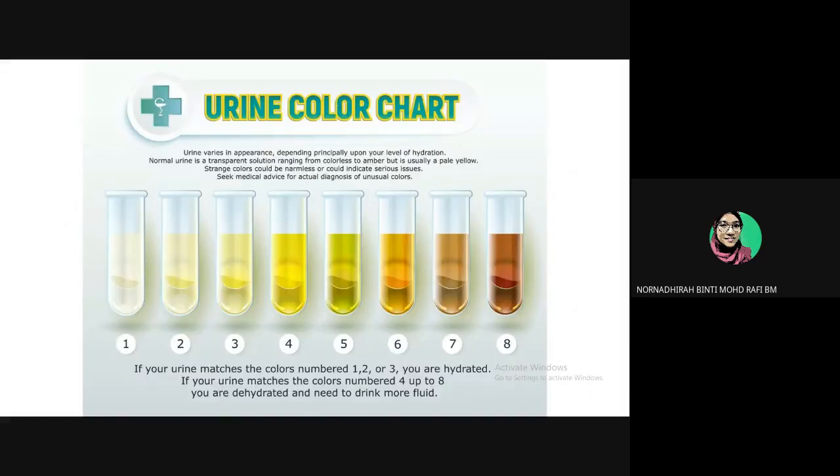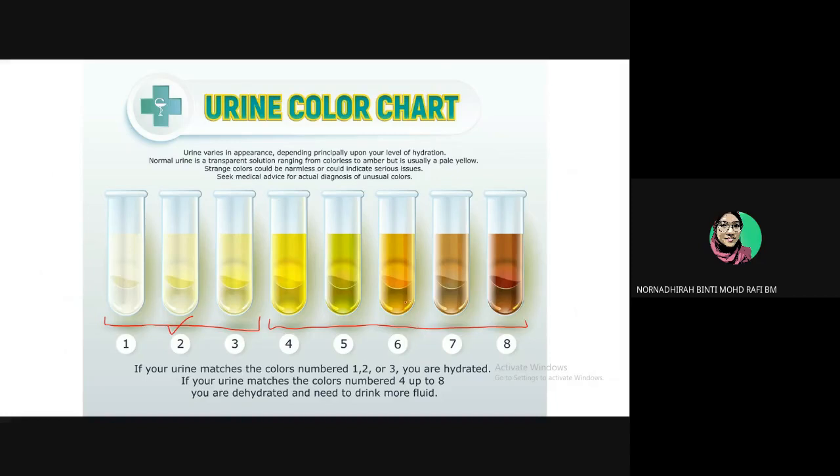Okay, so ini adalah urine color chart. So kat sini adalah nak kata the hydration of our body, either it is hydrated or dehydrated. Sebenarnya boleh kita ukur, can be measured based on the urine color. So kalau tengok daripada chart ni, number 1 until number 3, it means that we are hydrated. Kalau urine kita from 4 to 8, maksudnya we are dehydrated.